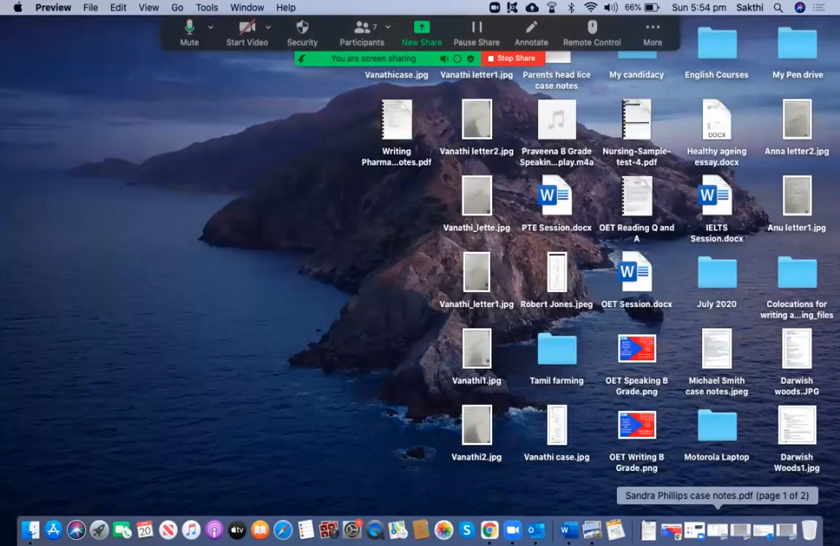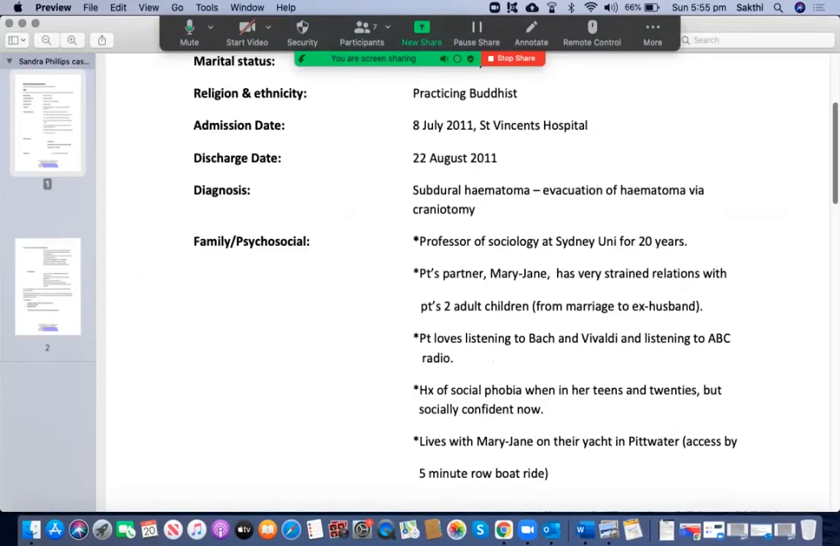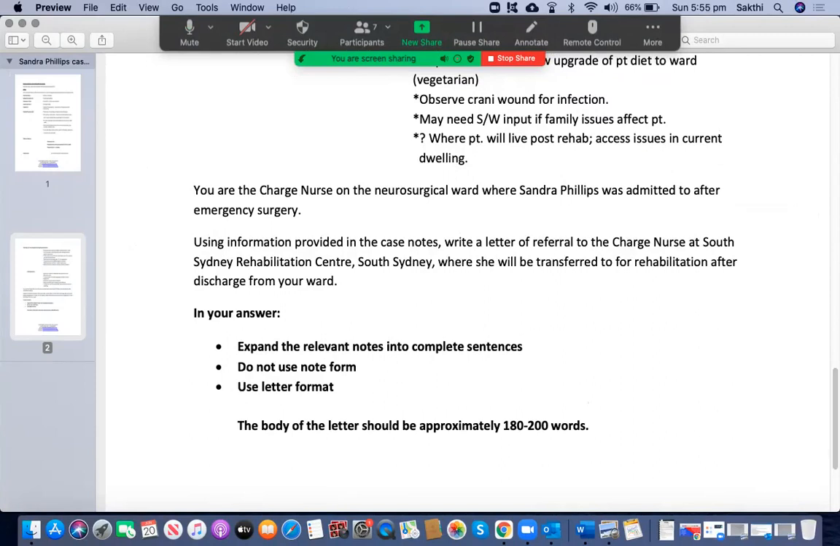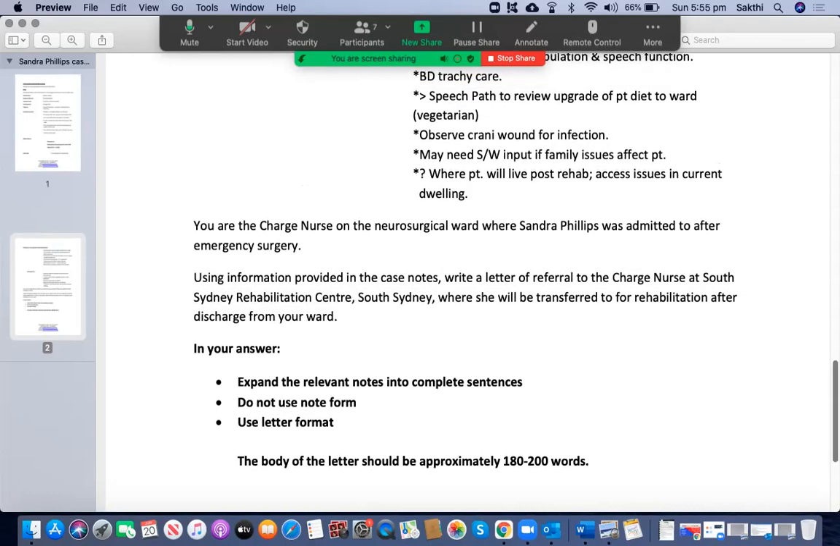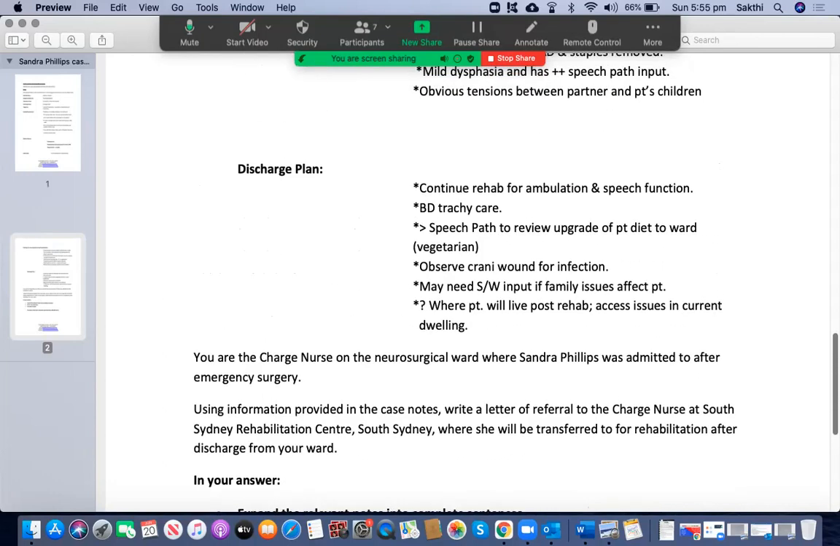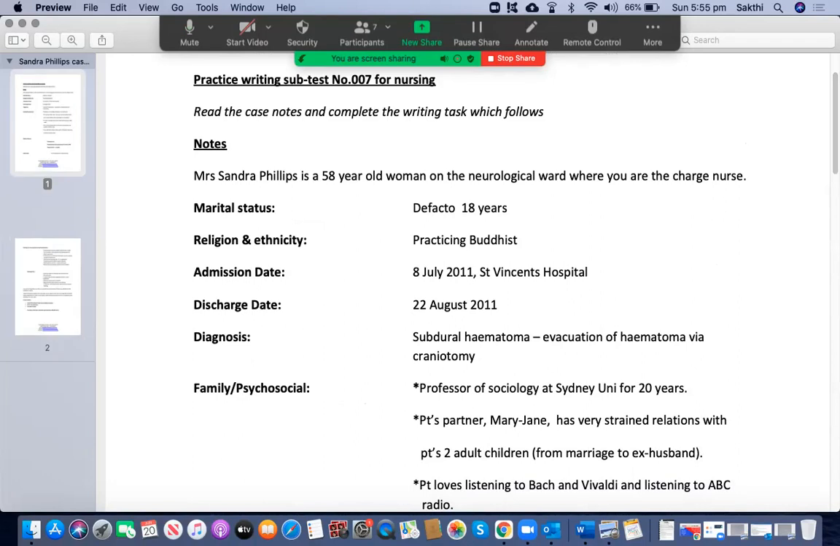Let me see if you have included all the relevant case notes or not. So is this a known case or an unknown case? Unknown case. Provided in the case notes, write a letter of referral to the charge nurse at South Sydney Rehabilitation Center, where she will be transferred for rehabilitation after discharge from your ward. Sandra Phillips is a 58-year-old woman on the neurological ward where you are the charge nurse.